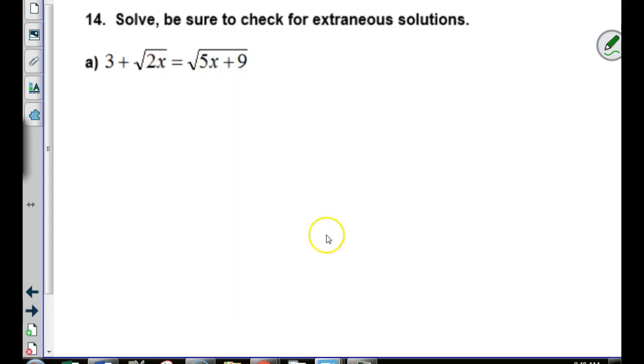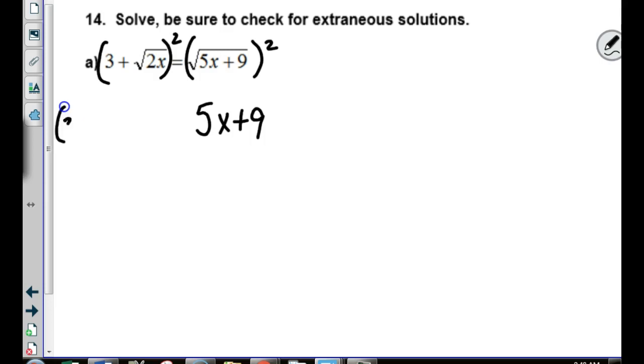Okay, these are the kind that scare me. We're going to square both sides. Which is the happy side? The one that the square is going to go away. Yeah, the one where everything is under it. So we just get 5x plus 9. But over here, we have to do some work. We have to literally square that.